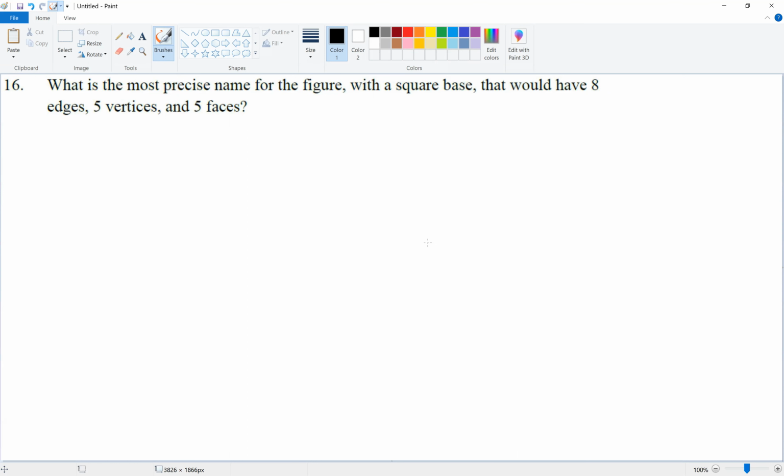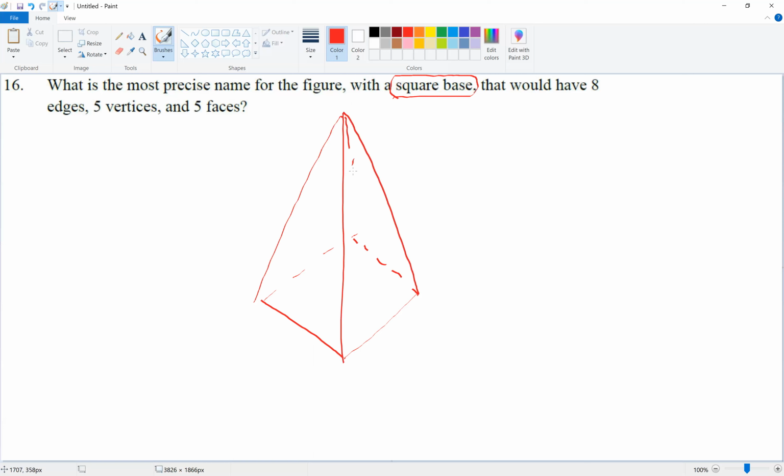Triangular prism. Okay, it says square base. How can it be a triangular prism? Isn't it say square base? Yeah. So can it be a triangular prism? The base has to be square, isn't it? Yeah. This is a square prism. Here. Square pyramid. Yeah. I was gonna say, isn't it called a pyramid?